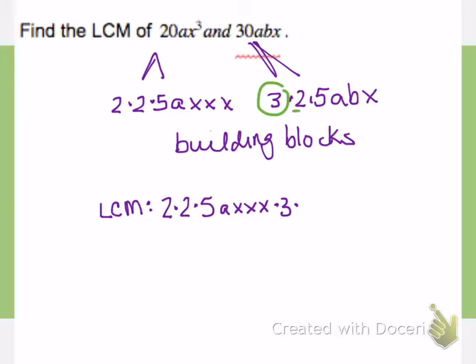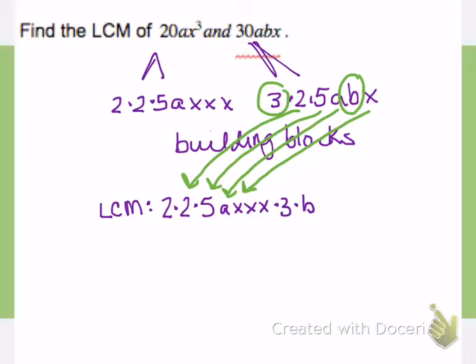I do already have a factor of 2 and a factor of 5 and a factor of A, so I'm good on those. I don't have a factor of B yet in my LCM, so I want to put that in. And I do already have a factor of X, so I'm good on that.